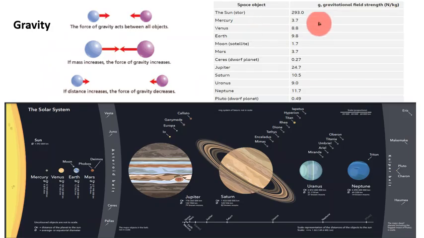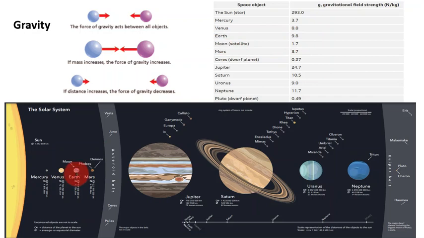We can measure gravity in newtons per kg, or just g. This is the letter that we use. If we have a look at these objects, we can start to compare. This is the force of gravity on the objects. If we take the Earth, for example, the force of gravity on Earth is 9.8.